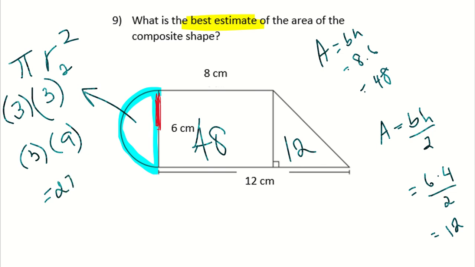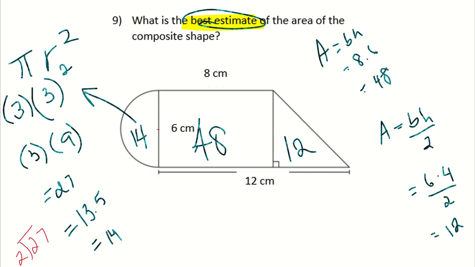Stop, that's not the area of that half circle. This is the area of a full circle. We need to cut 27 in half, or 27 divided by 2. 27 divided by 2 is going to be a decimal, 13.5. And why don't we round that to 14 since we're dealing with an estimate. Let's just make that 14.